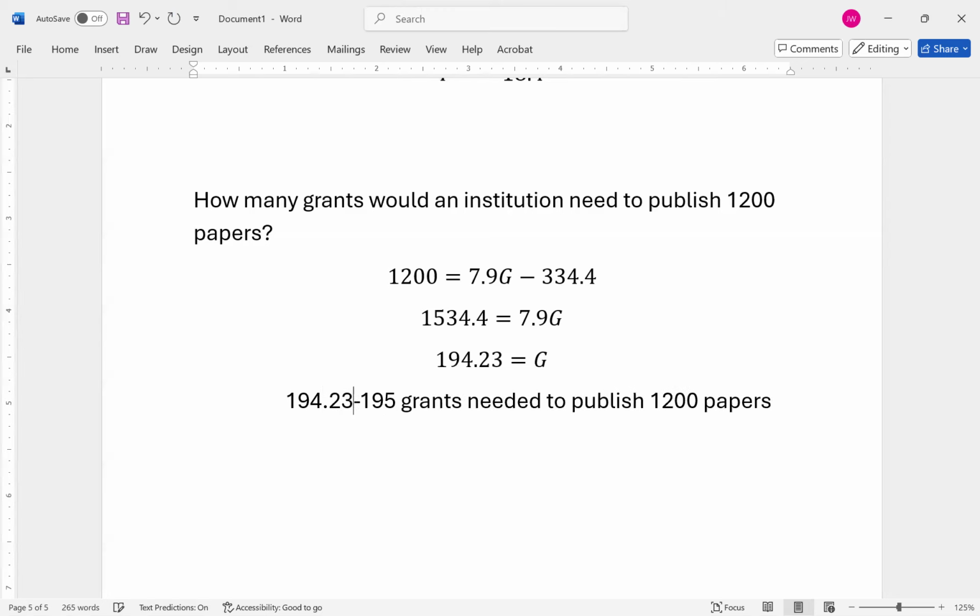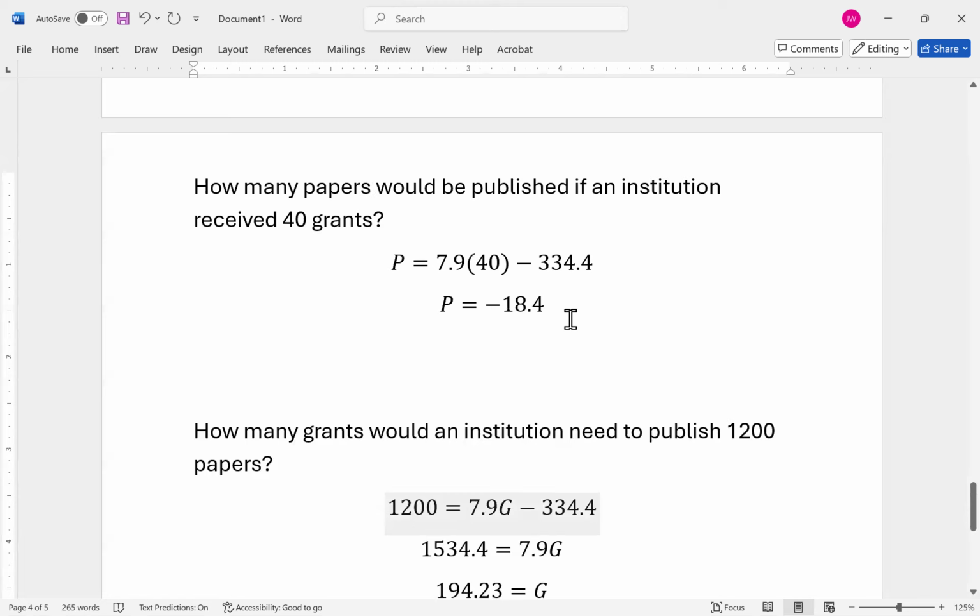What I usually do is I just leave it as a rounded number, and people can understand that usually. So 194.23 grants are needed to publish 1,200 papers, even though you might say 0.23 of a grant doesn't exist. And the same is true here. If I had to interpret this, I would probably just leave it as is. I would state that with 40 grants, the institution would publish negative 18.4 papers. Some people wouldn't like that answer, and they'd say actually they'd publish 0 papers because technically 0 is the minimum. But oftentimes I might even use that negative there.